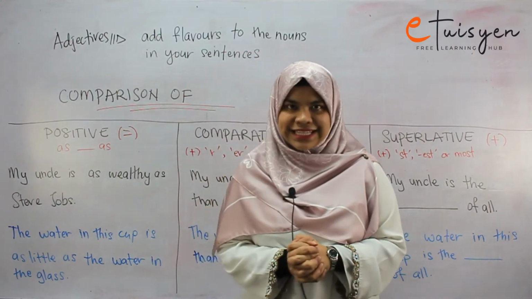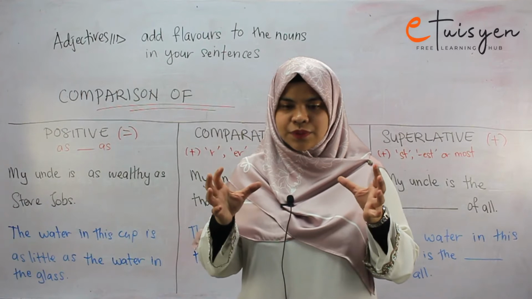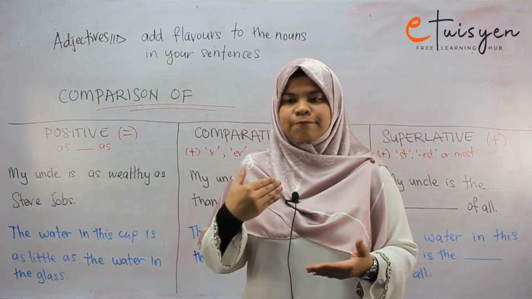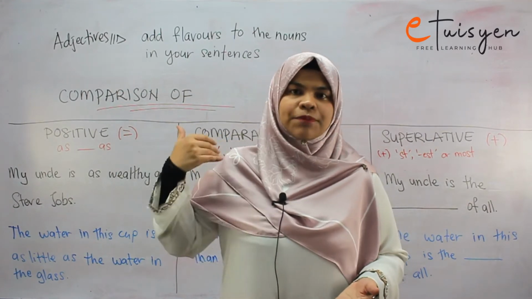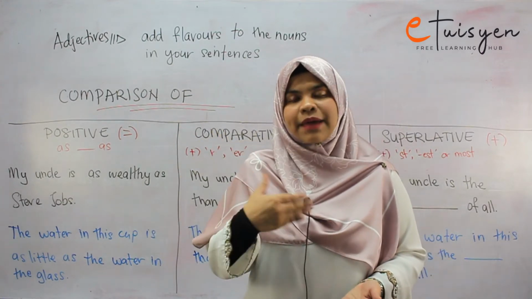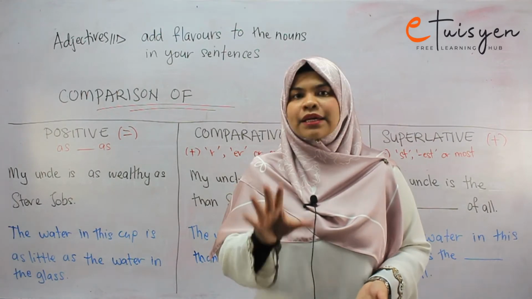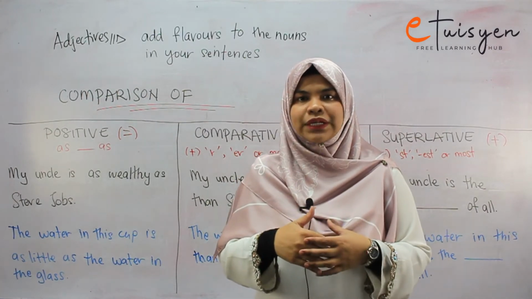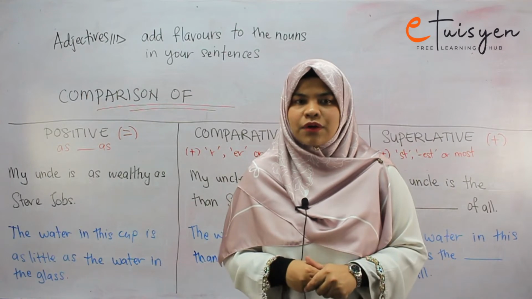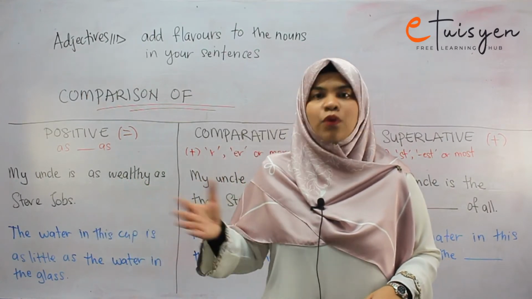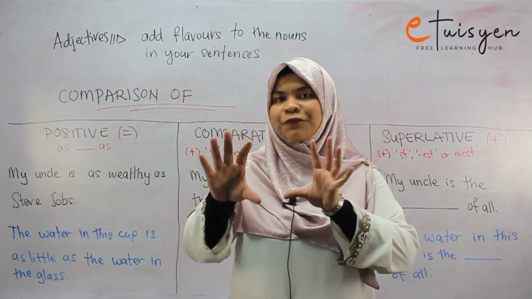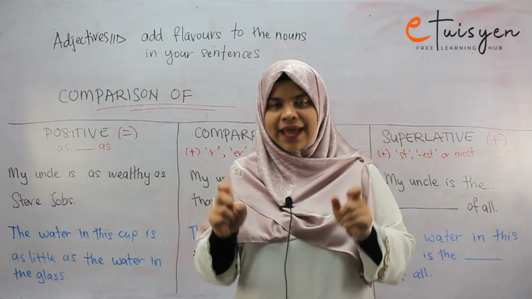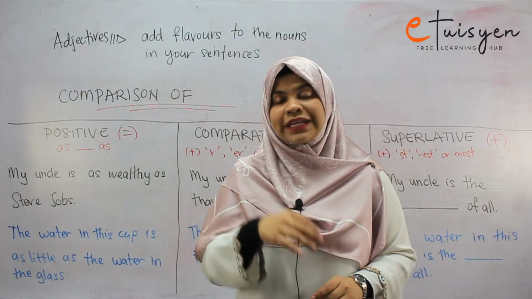Alright, so positive. What does it mean? When you have two items or two people, and you try to compare the state, or the shape, or the opinion that you had on that person, if they are the same, okay? You try to compare these two nouns, but they are the same, for example both are pretty, both handsome, both smell very nice, right? So there's no difference between these two nouns. Because they are the same, it's equal. So that's why I put the equal sign there. So it's the positive form of the adjective.